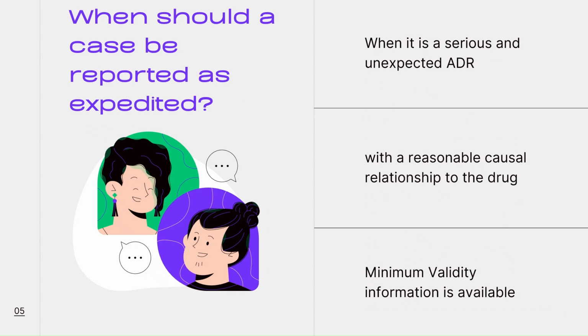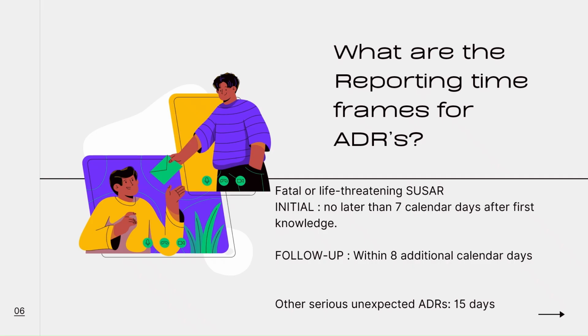Then we have another question: when should a case be reported as expedited? Since it is about expedited reporting, it has to be serious, it has to be unexpected, and there is a reasonable causal relationship to the drug. Minimum validity information is available. I would like to reiterate here that this is in reference to the ICH E2A guidelines. So if you're answering someone about all these things, you can give a reference of the ICH E2A guideline when you are answering such questions.